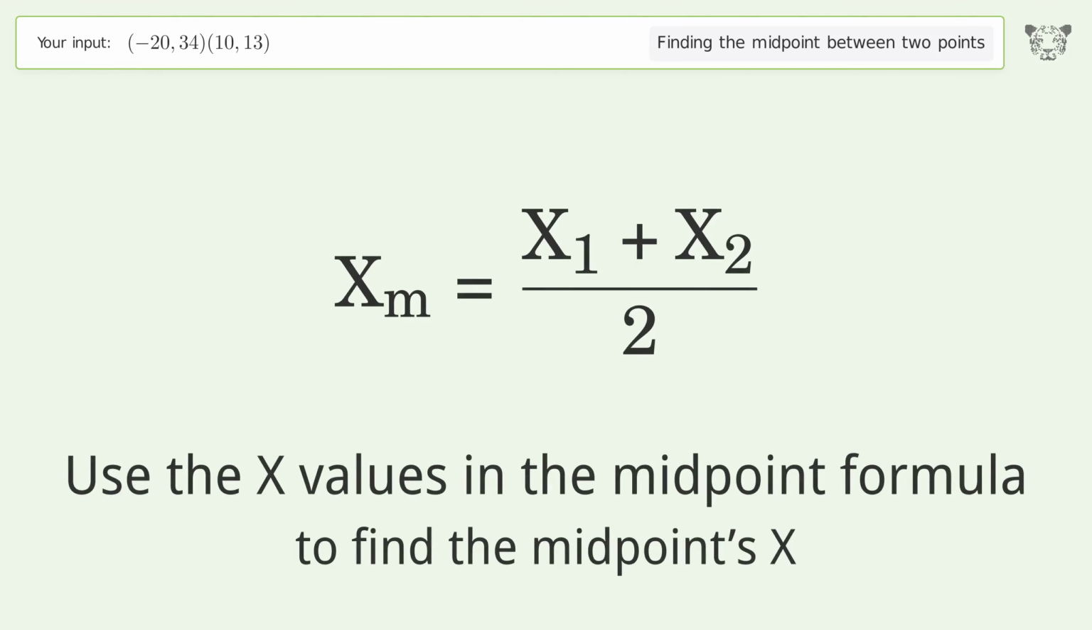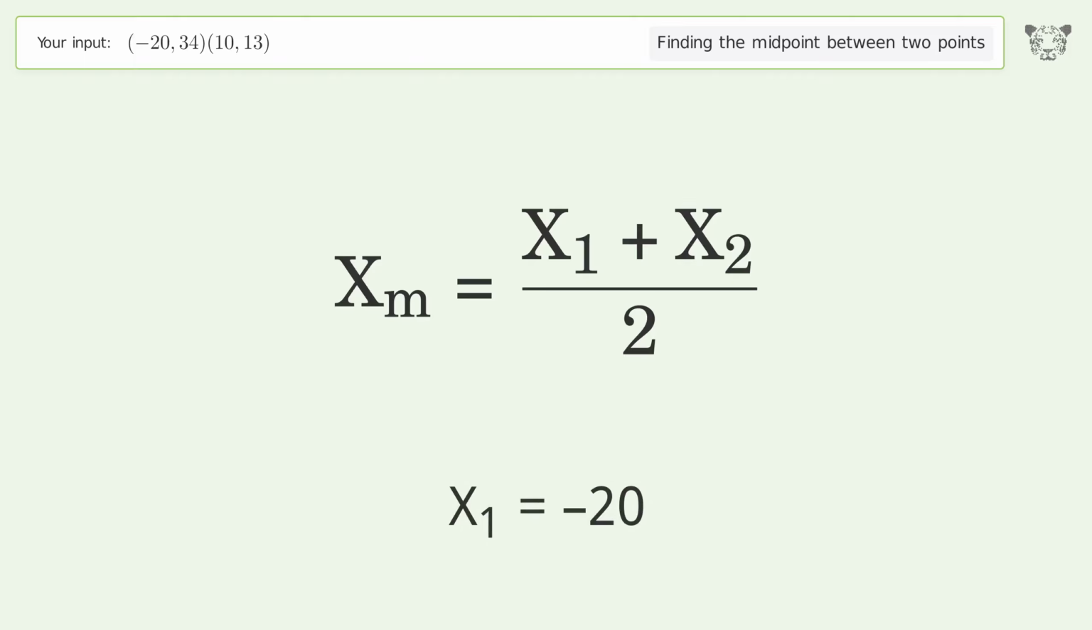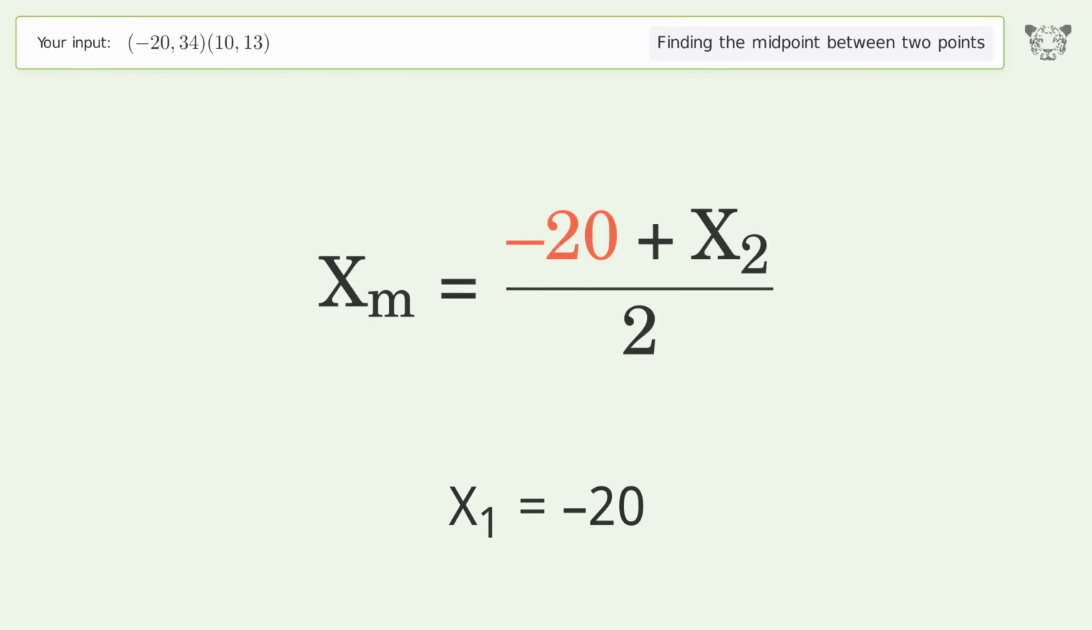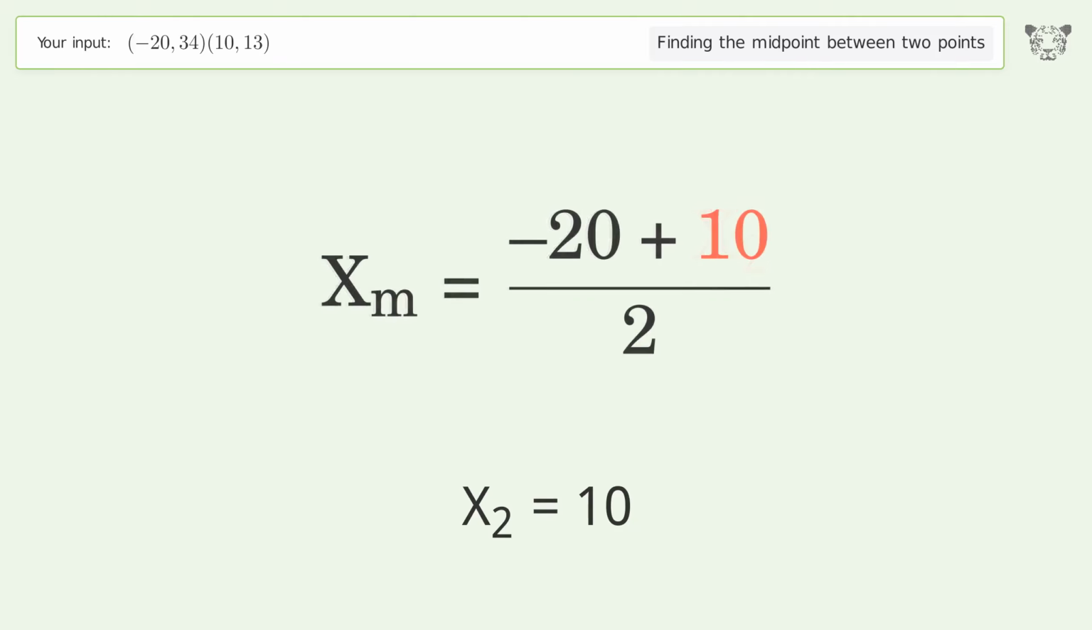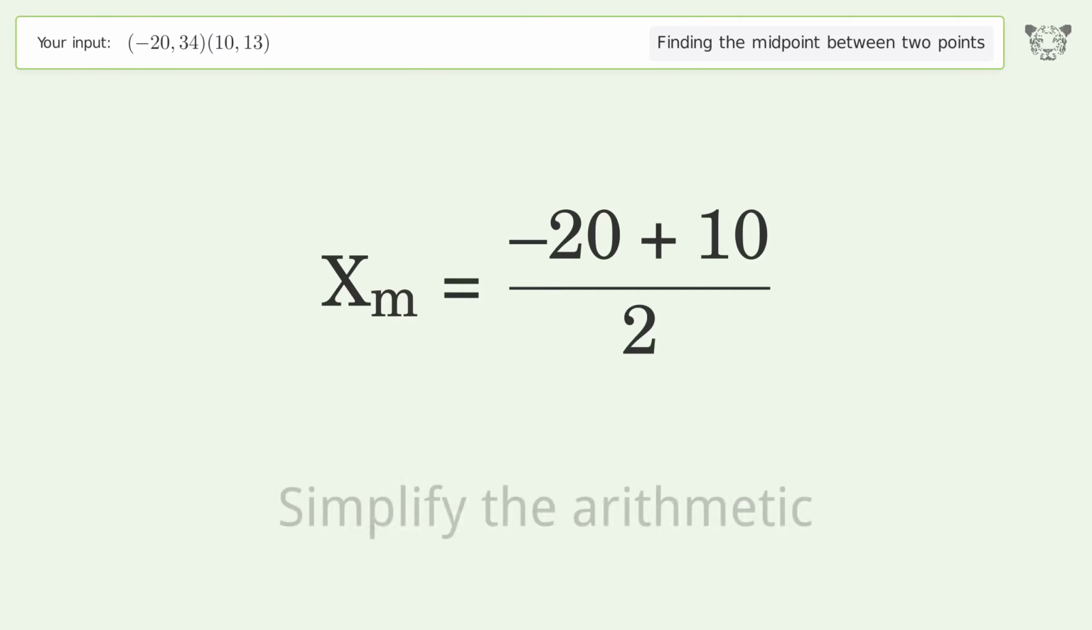Use the x values in the midpoint formula to find the midpoint's x. x1 equals -20. x2 equals 10. Simplify the arithmetic.